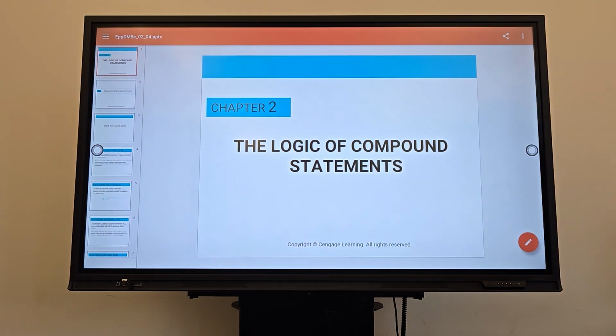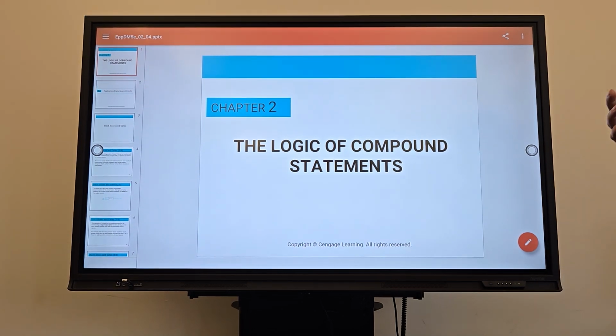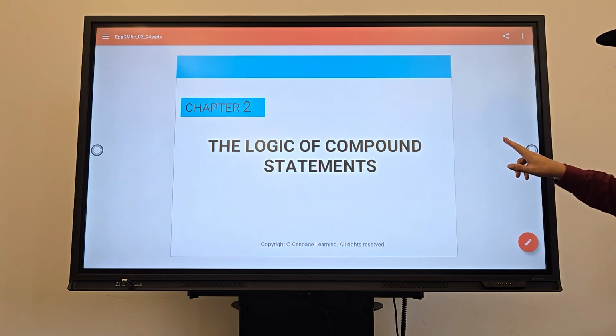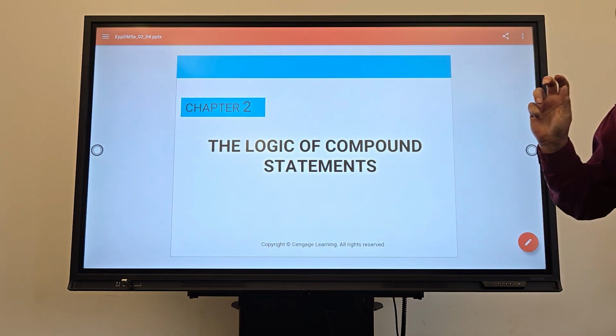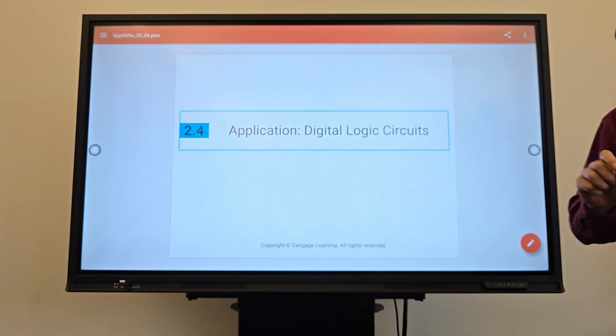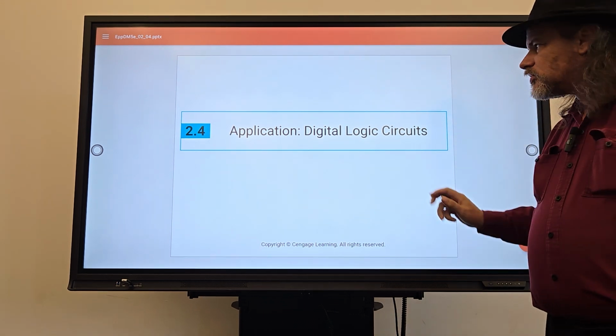Okay, we're going to get to section 4 of chapter 2. The logic of compound statements continues with some application. And for those of you that have had digital logic, this will be just a simple review, maybe another way of looking at things. I'm not sure.